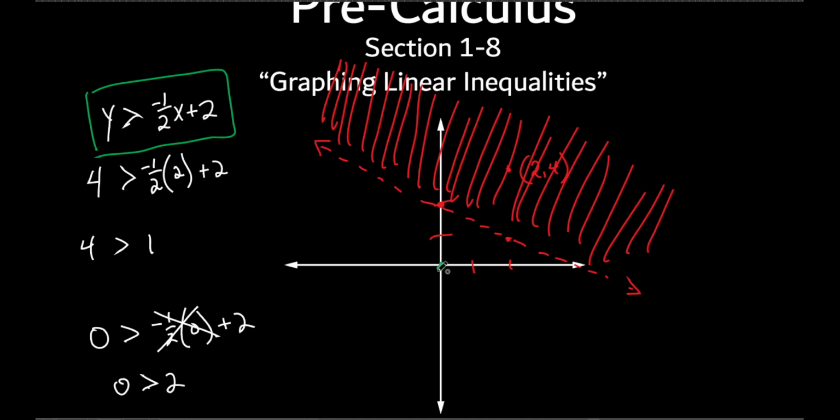So can I pick a point that's below that dotted line? Nope. I can pick any point below there, and it's not going to make that inequality work. It's not going to satisfy that inequality. Everybody got it? So only the points above the dotted line are valid answers. And that's how you show it. You show it by shading it in. Make sense? Yeah, not too hard.